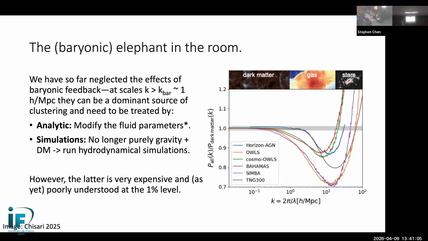But these simulations, it turns out, are very expensive, much more expensive than even n-body simulations, and very poorly understood at the percent level. In fact, you can see from the summary of different hydrodynamical simulations on the market that they differ at small scales by far more than a percent. So this naively presents an impediment to using these simulations, right? Because how can we do a 0.5% cosmic shear constraint when my simulations differ by 20%?